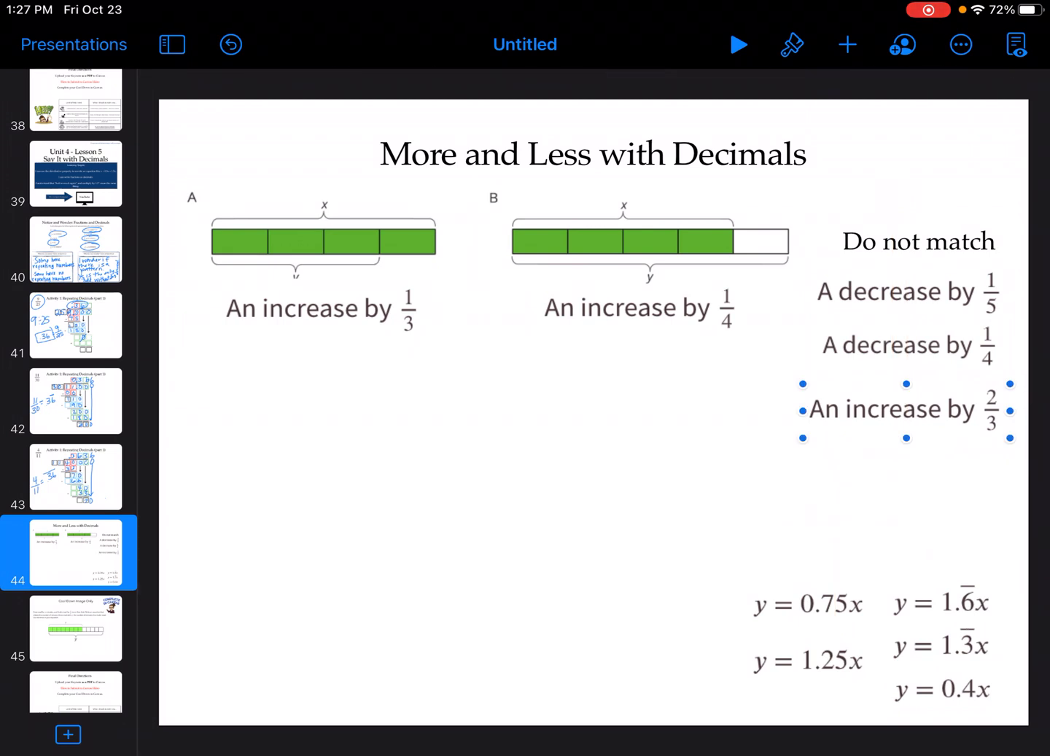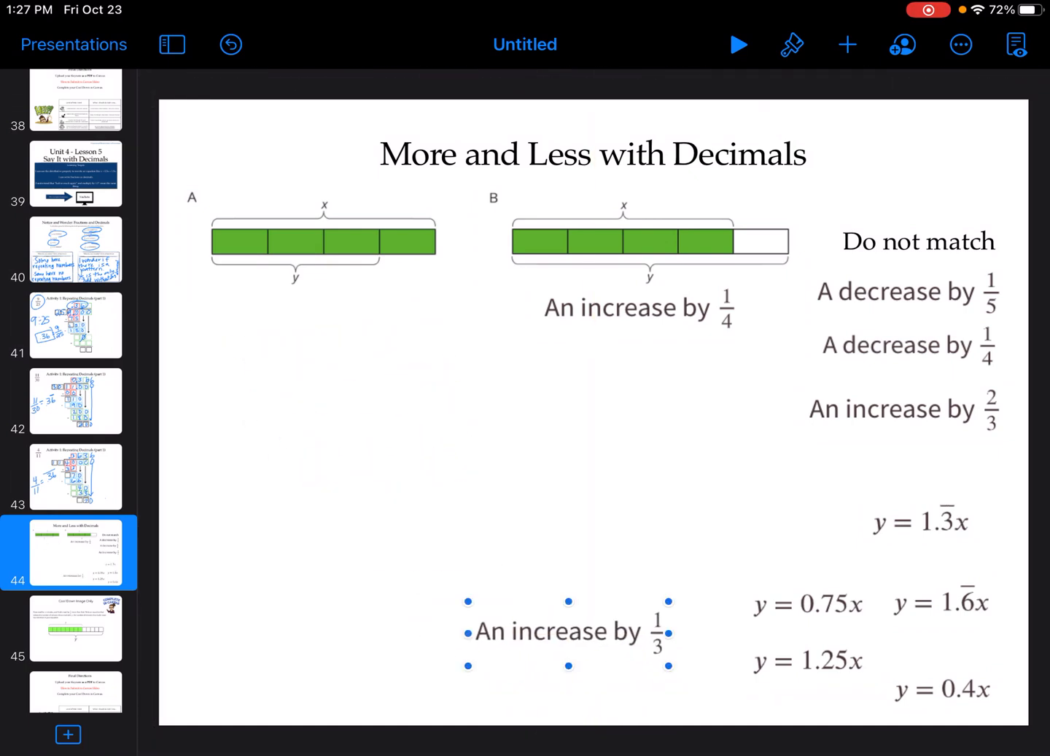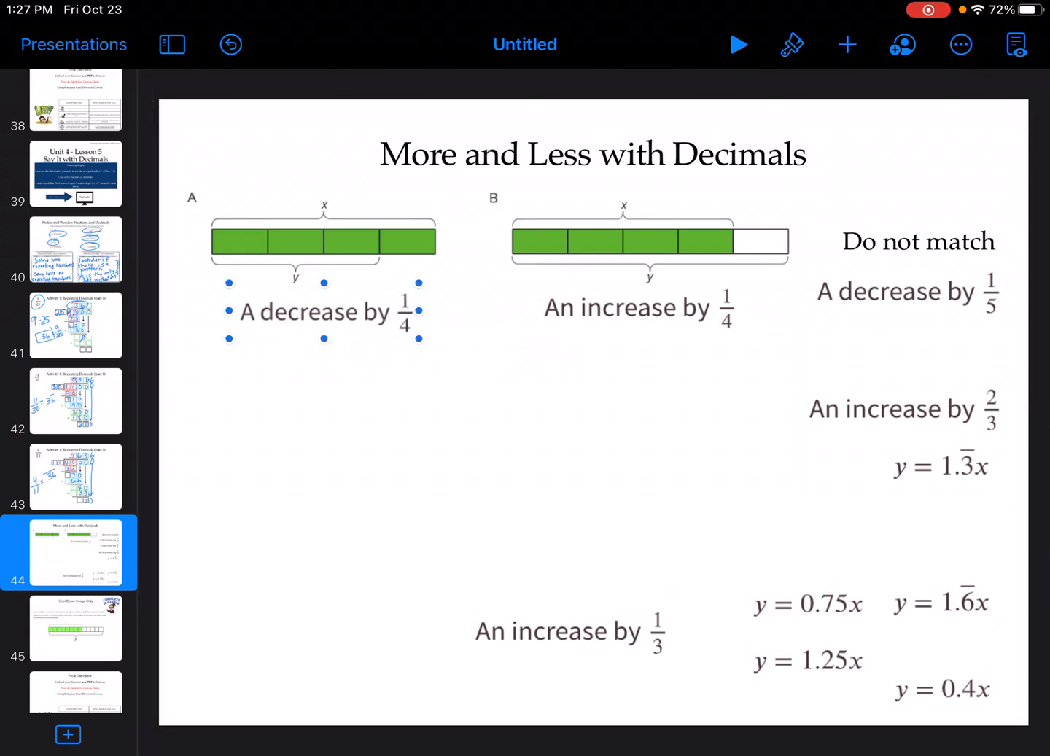So then if I go and I look at my decimal points, an increase of 1/3 is going to be 0.3 repeating. So it's 1 plus the 0.3 repeating. If I'm, wait. Hang on. I was right the first time. This is decreasing by 1/4 because there are 4 spots and I'm losing 1. There we go.